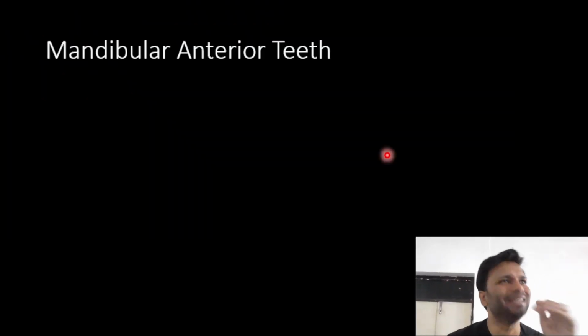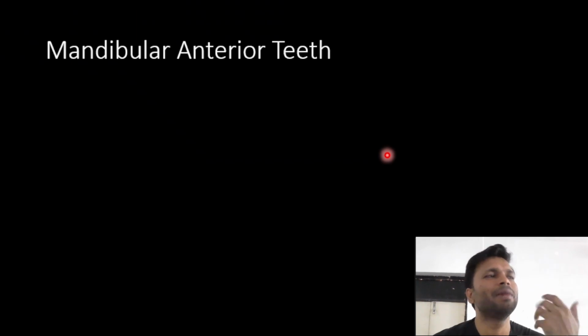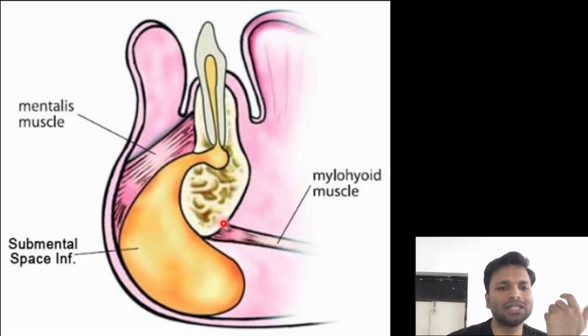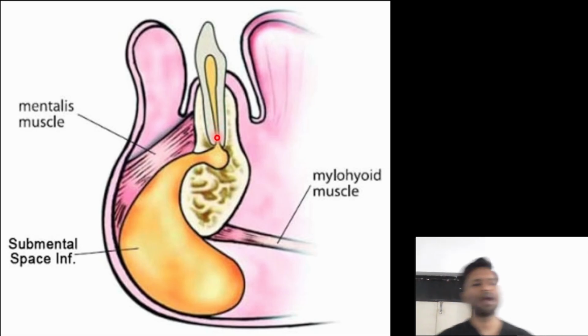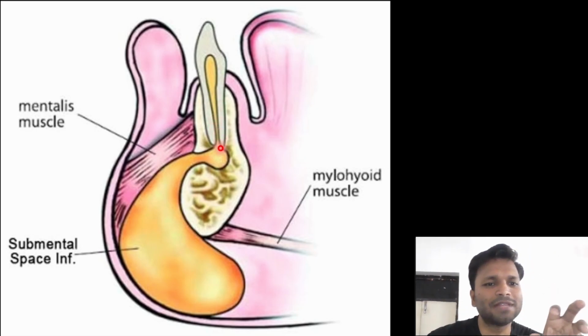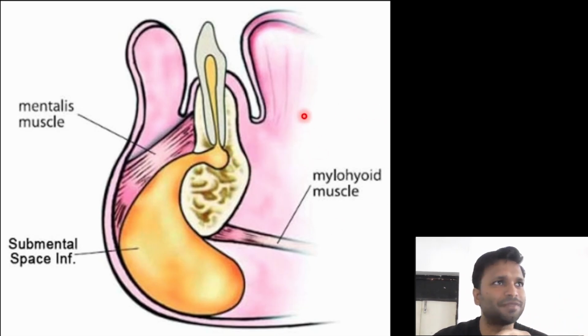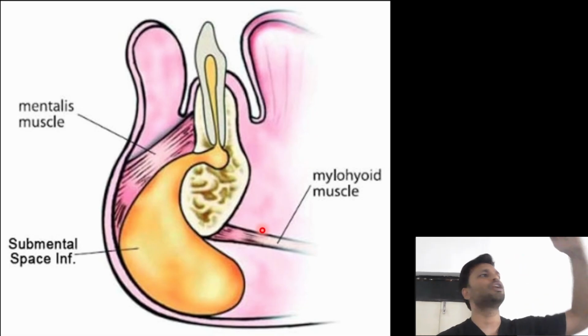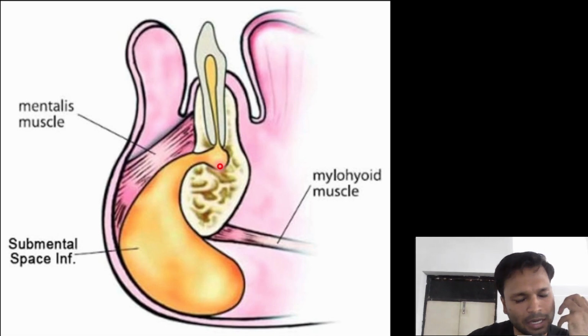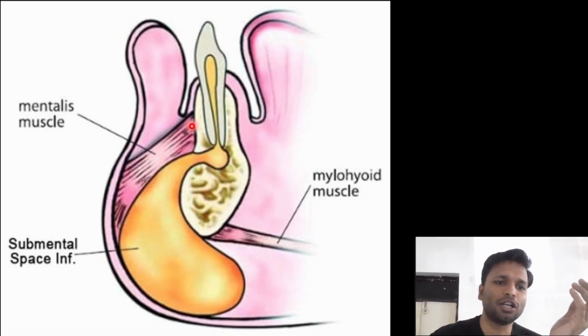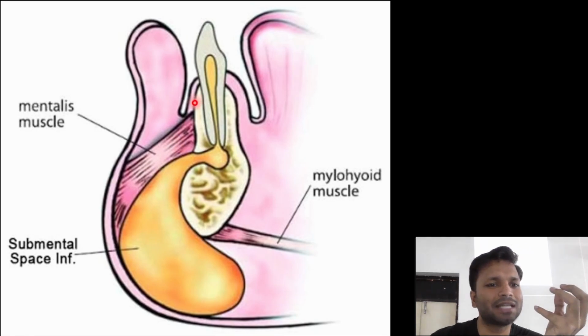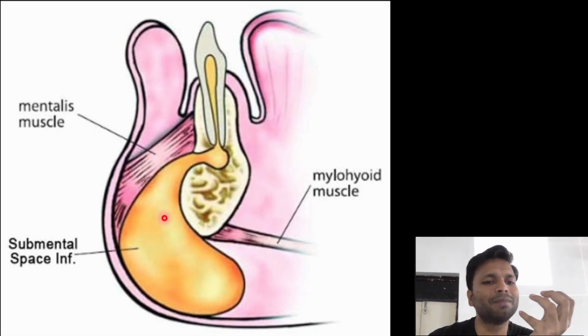Now in cases of mandibular anterior teeth, which muscle is it? Mentalis. So you can see lingually we have the mylohyoid muscle attachment, whereas labially we have the mentalis muscle attachment. Again the same thing. In cases of anterior teeth periapical abscess, if the abscess reaches the lingual cortex first, which is quite rare, it is going to cause the sublingual space infection because this is above the attachment of the mylohyoid muscle. If this periapical abscess reaches the labial cortex, now depending on the attachment of this mentalis muscle, either it can be vestibular abscess or it can be submental space infection.